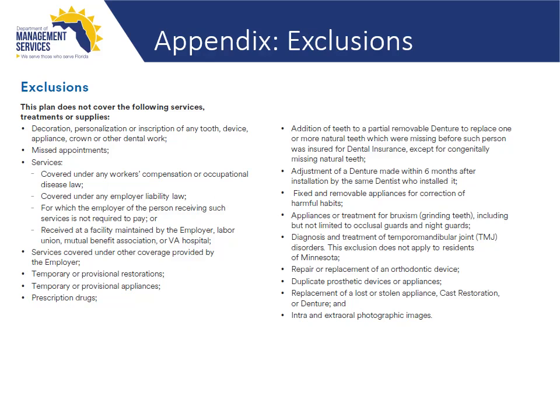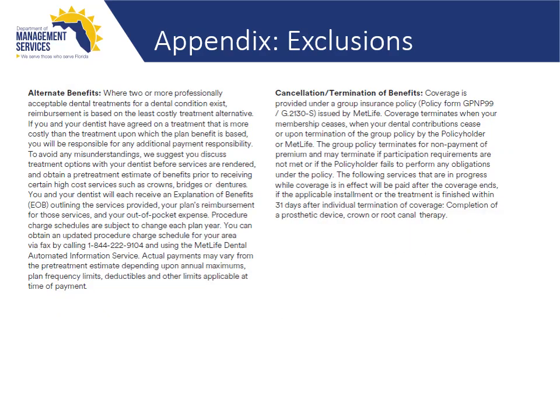Fixed and removable appliances for correction of harmful habits. Appliances or treatment for bruxism, grinding teeth, including but not limited to occlusal guards and night guards. Diagnosis and treatment of TMJ disorders. This exclusion does not apply to residents of Minnesota. Repair or replacement of an orthodontic device, duplicate prosthetic devices or appliances, replacement of a lost or stolen appliance, cast restoration or denture, and intra and extraoral photographic images. A full list of exclusions can be found in your plan certificate. You can visit www.metlife.com/stateoffl to view your specific plan certificate.